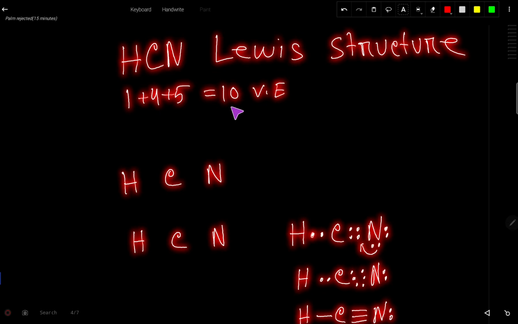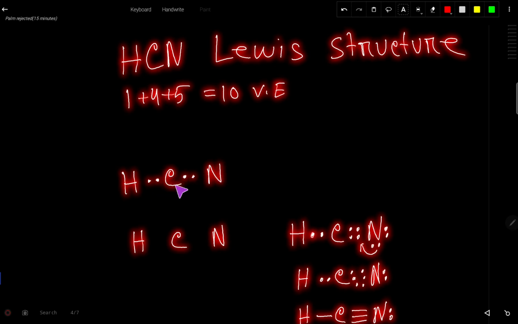These 10 valence electrons have two tasks. The first task is to connect these 3 atoms, and the second task is to satisfy the octet for carbon and nitrogen and the duet for hydrogen. So let us perform the first task. Here we are just connecting these 2 atoms with the central atom. Here carbon is the central atom because the electronegativity of carbon is lower than nitrogen.